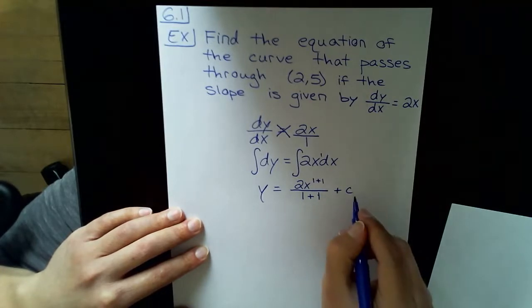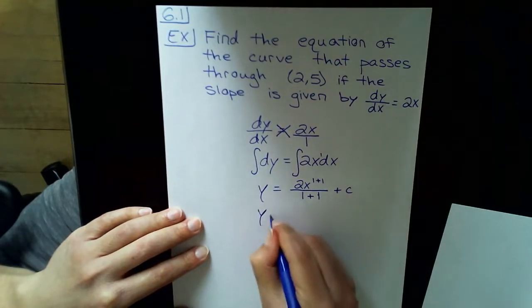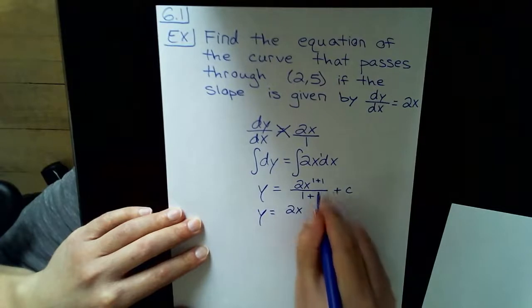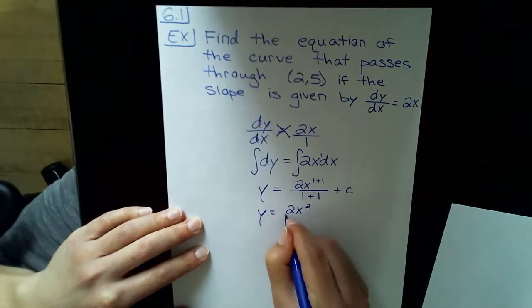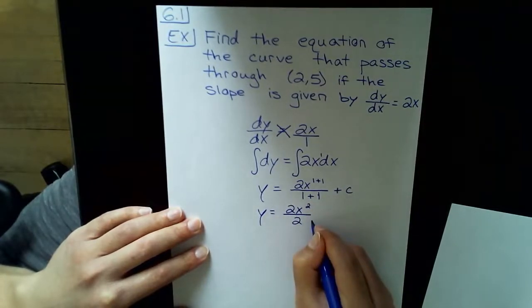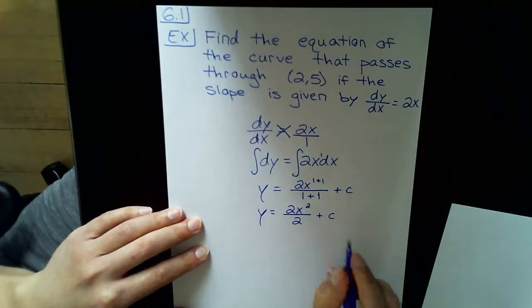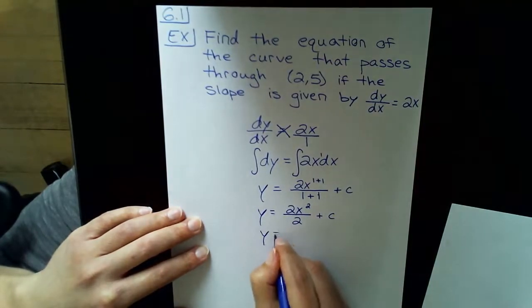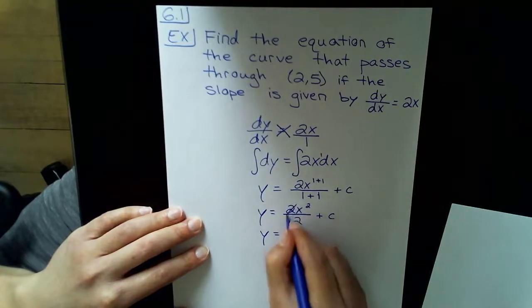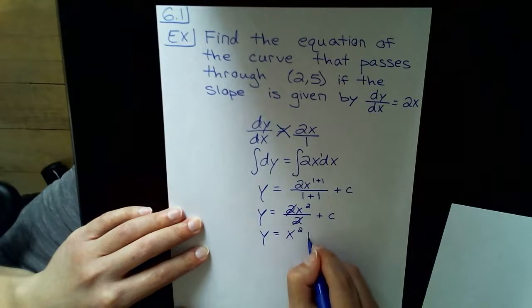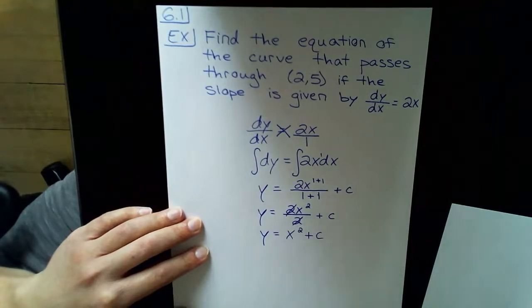So from here, simplifying, we get y equals 2x squared over 2 plus c, which leaves us with, when we cancel these 2's out from the top and bottom, y equals x squared plus c.